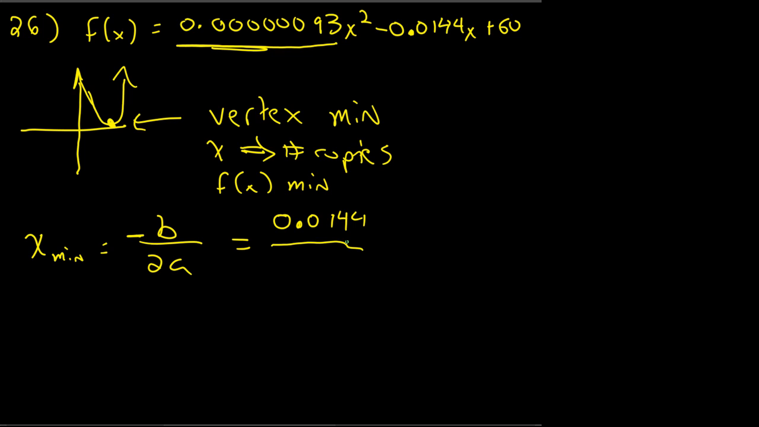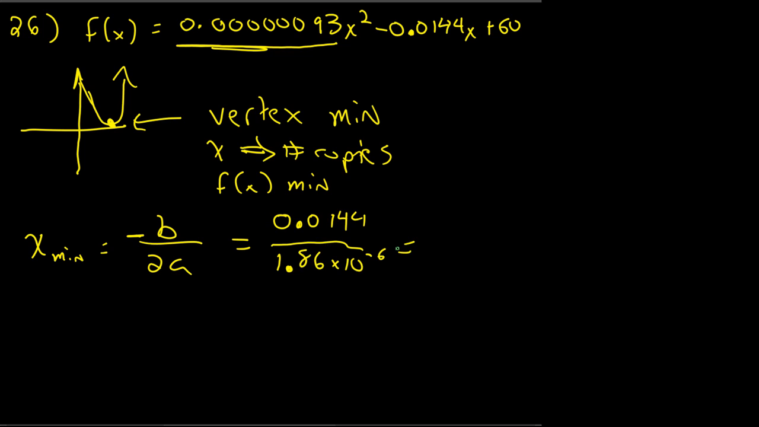So let's see if I can enter this in. I'll count my zeros again: 1, 2, 3, 4, 5, 6. Yeah, there are 6 of them. So 93 times 2. It's better if we put it into scientific notation, times 10 to the negative 6th. That'll just make it easier to type.